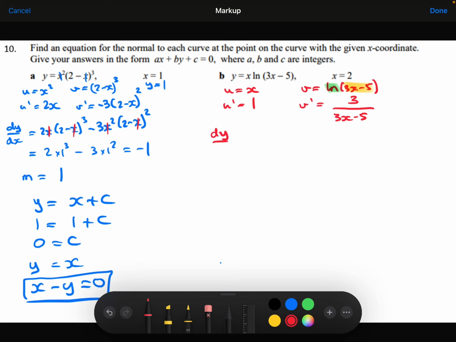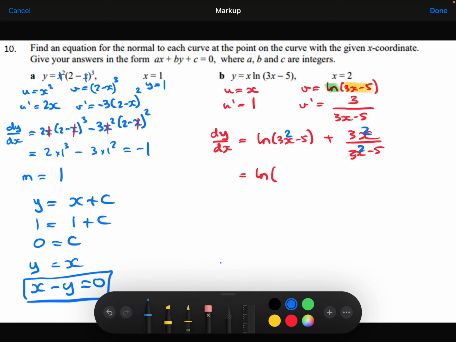Applying the product rule now then. So u dash times v plus v dash times u. So that's my gradient function. If I substitute my x coordinate of 2 into that, that's going to tell me the gradient of the curve at that point. So let's substitute 2 in here, and here, and here.